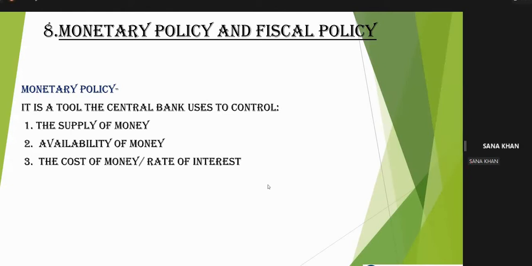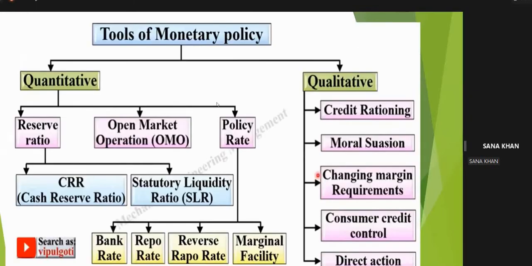Exactly. You people are well versed with this concept because you are bankers. Broadly, I have put this in the chart so that it is helpful for you to remember. We have two types of tools of monetary policy: quantitative tools and qualitative tools. This is also called general measures of monetary policy.